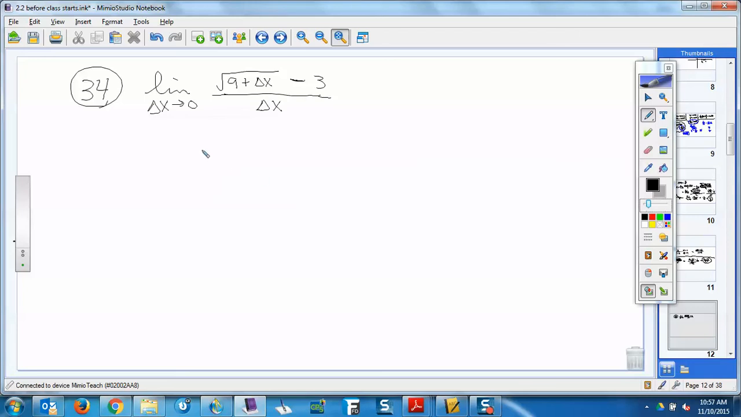What's changed? What's this thing? H. That's the H, right? Let me get some color. So this is like the H right here, and that's like the H, and that's like the H, right? So what's the A got to be? Doesn't the A have to be 9? Because the first part of it is the A plus H.